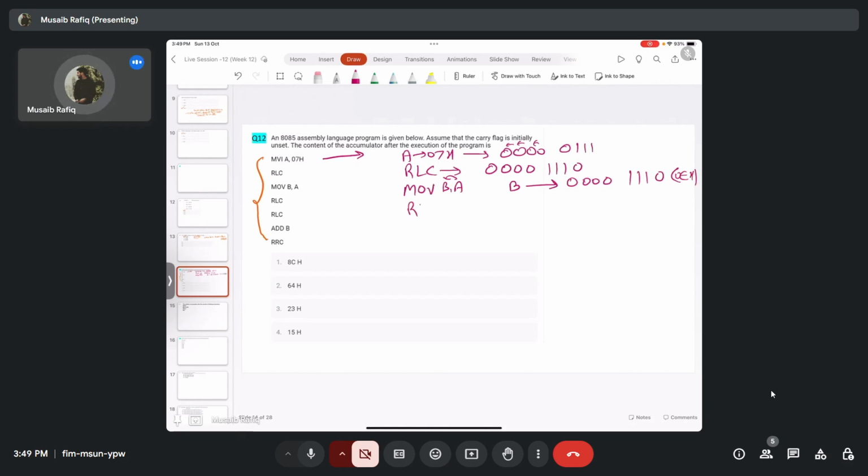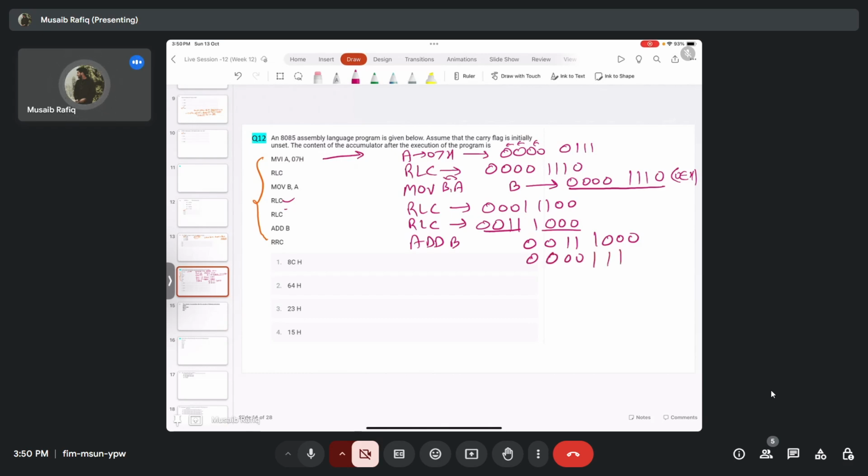Then I have again RLC, so contents of accumulator will be again shifted by one bit towards the left, so it will be 00011100. Then I have again RLC, so it will be 00111000, and then I have add B, so the accumulator contents, that is 00111000, will be added to B, which is 00001110. I have add operation, that is 01000110.